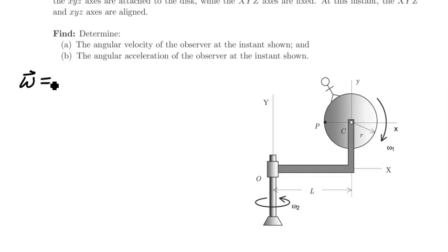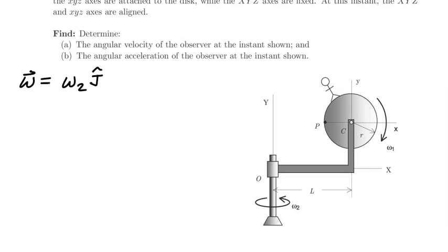Okay, so the way I'm going to solve this problem is I'm going to note that the angular velocity of the rotating frame, or the observer at this instant, results from the superposition of two rotations. We first of all have the rotation rate omega 2, and that is about a fixed axis in space, which I'm going to designate with the unit vector capital J.